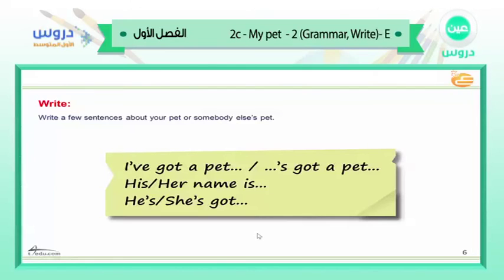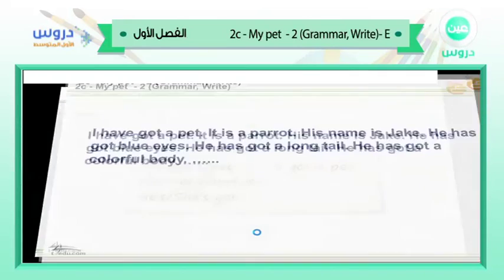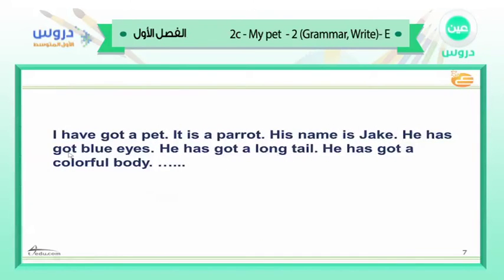I wrote a small paragraph about my pet. If you want to see it, I did this one. So you can say, for example, I have got a pet. It is a parrot. His name is Jack. He has got blue eyes. He has got a long tail. He has got a colorful body. So you have to write about this pet and add more description. Here, if you can see it, I said his name and I said he.